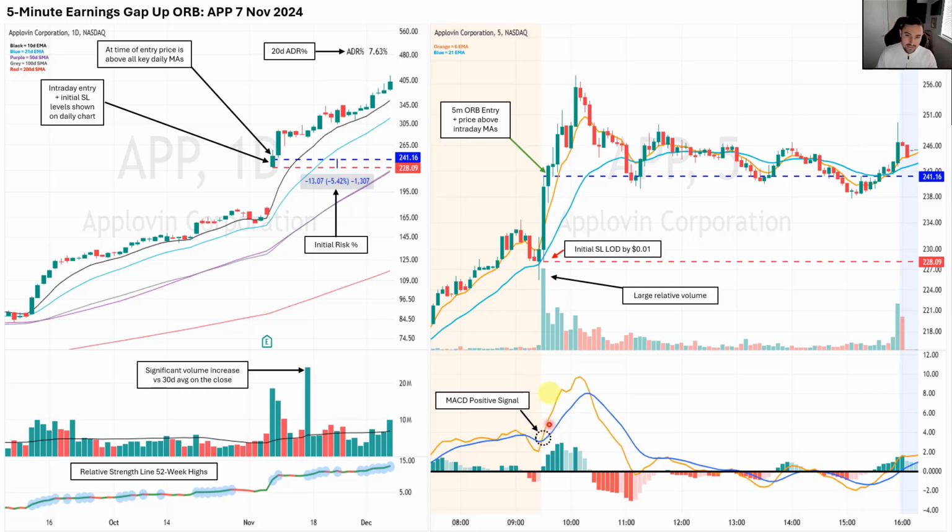MACD is positive at the time of entry. Price is above the key daily moving averages. Note the bullish first 5-minute candlestick. So on the daily chart, this is then what it looks like: 5.42%. Let's say the 20-day ADR percentage, 7.63%. Okay, around about 2/3 or so, just over.